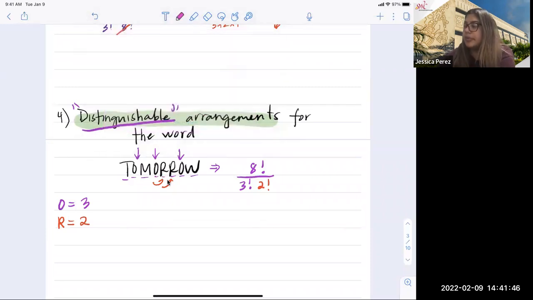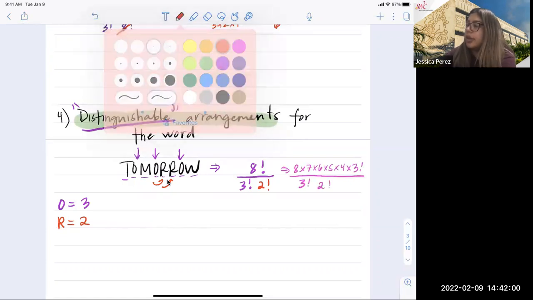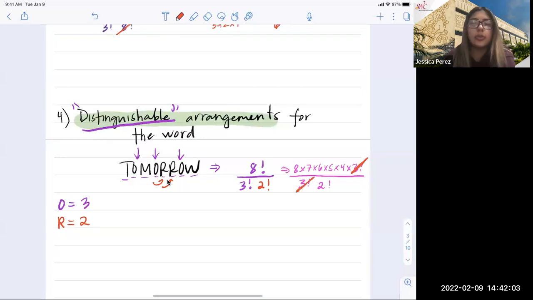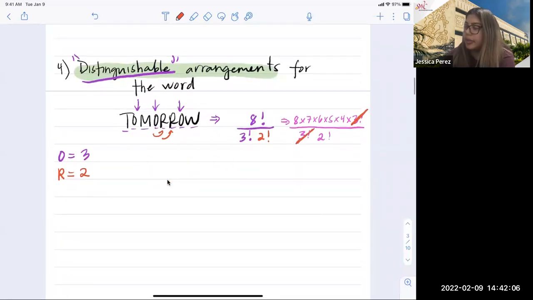So then all you do is simplify 8 factorial. Again, it's 8 times 7 times 6 times 5 times 4 times 3 factorial all over 3 factorial, 2 factorial. You have a 3 factorial on the top and a 3 factorial on the bottom, and you're left with 8 times 7 times 6 times 5 times 4 all over 2. So then you multiply 8 times 7 times 6 times 5 times 4, right?